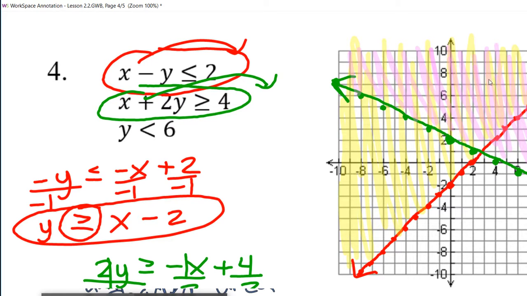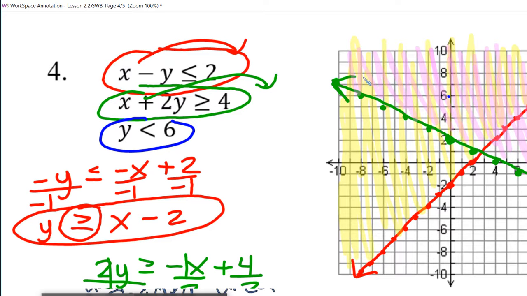Now, again, we're making this Algebra 2, so we're throwing in a third inequality. So that last one is y is less than 6. Now, this is one of the special lines because we're missing a variable. This one only has one variable. It only has y. So when you're graphing it, go to the y-axis, put your point on the 6.